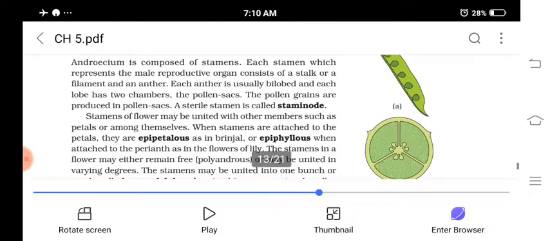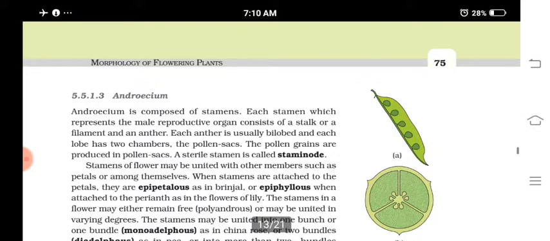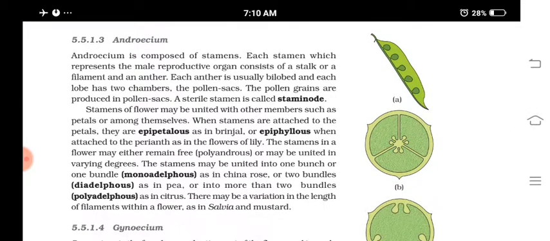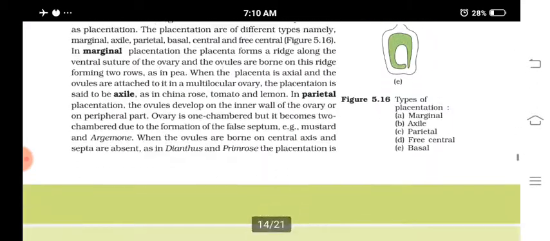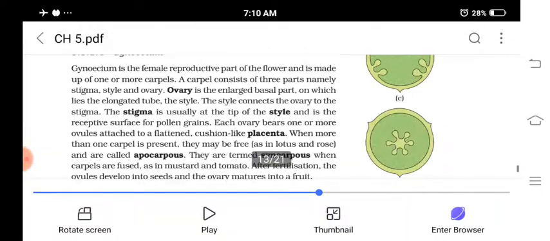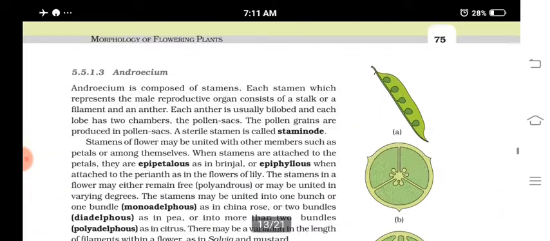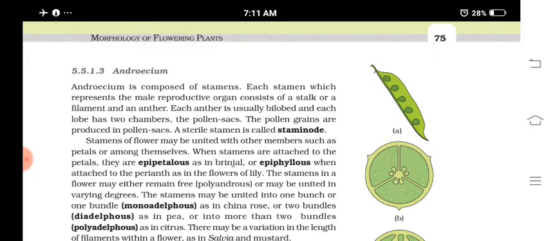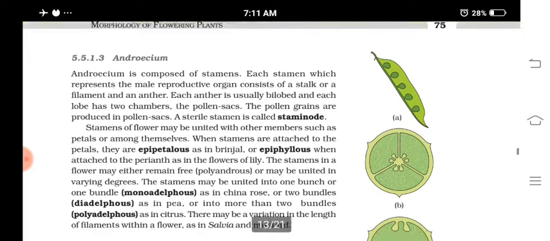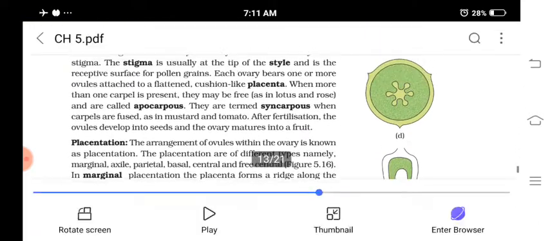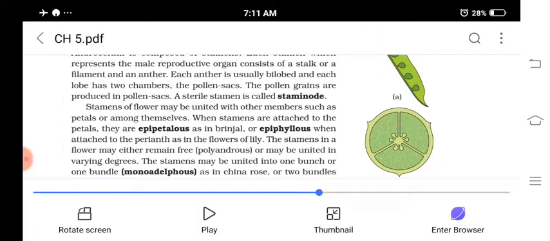So once again we'll see, this is what? This is marginal placentation. Marginal placentation means what happens? Here the ovules are attached to one side, the ventral side of the ovary. Then next is what? Axile placentation. Here you can see the ovary will be chambered, the placenta is seen in the center, and the ovules are attached to the central placenta.